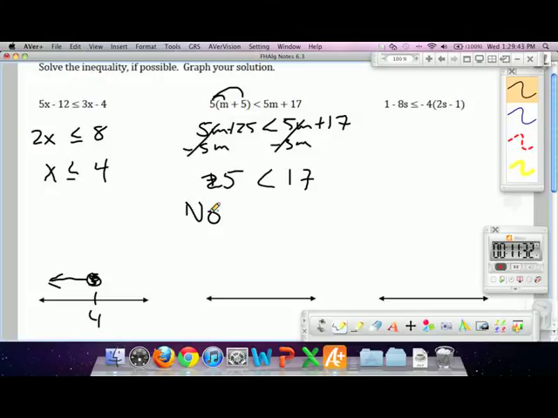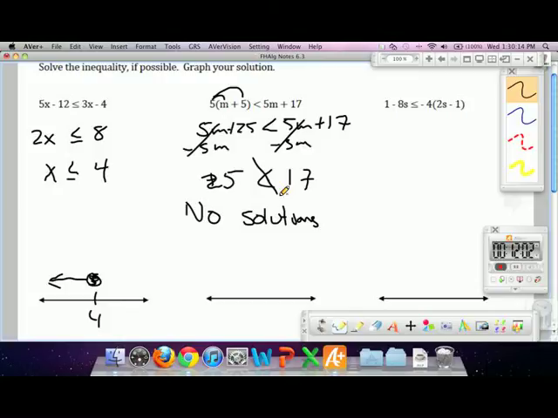There are no solutions because this is not a true inequality. Now, how do I graph no solutions? Any ideas? They just can't put anything here. That means that there's nothing. I can't pick any point on here that gives me a solution. So this is just a blank number line.